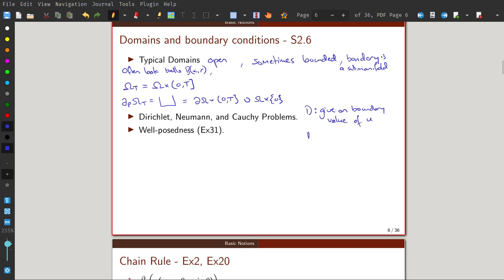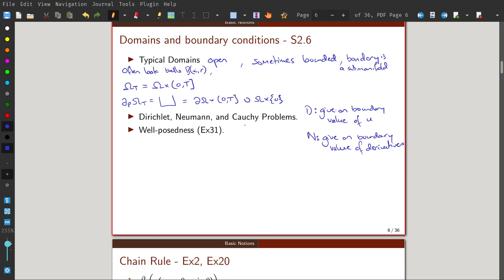Neumann problems mean that we give on the boundary, instead of giving the values of the function, the value of the derivatives of the function, right? In some sense. It can vary exactly what derivatives you give. So in this course, we've almost exclusively looked at Dirichlet problems and not looked at Neumann problems. There are also what's called Cauchy problems.